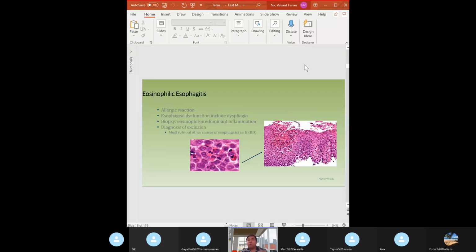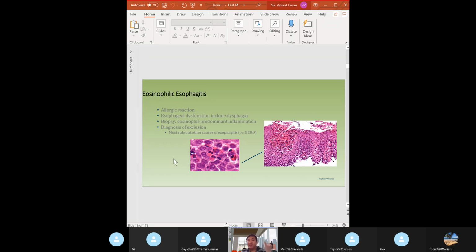Eosinophilic esophagitis. One word, allergic reaction, right? So what is this? When you look at the biopsy, what can we see? Eosinophil predominant inflammation. Look here. So this is the gross image, right? We zoomed in, and what can we see? We can see eosinophils. How do we know they're eosinophils? They're bilobed, right? And they're stained red. So those are your eosinophils.